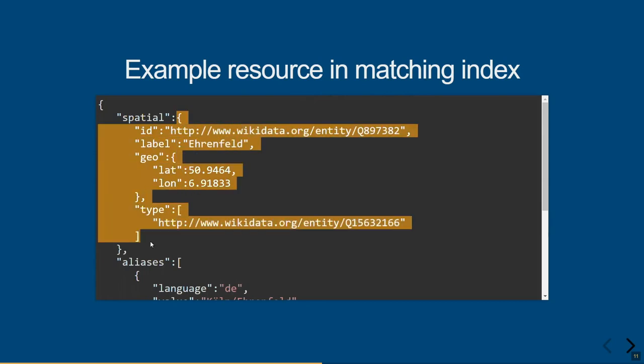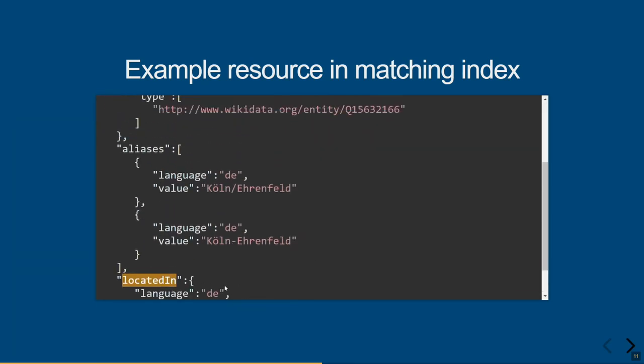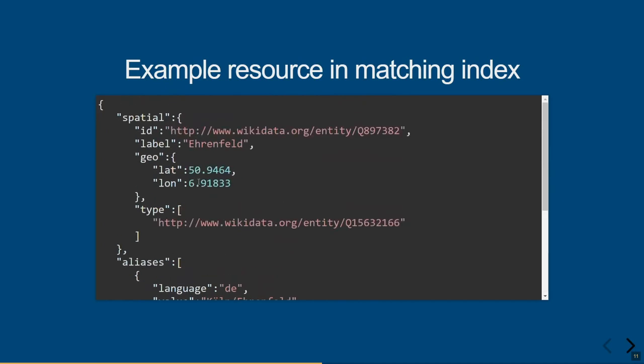This, in the spatial objects, is what we need in our data. It's the label, the ID or the link to Wikidata, the geo-coordinates, and the type from Wikidata as well. But also for the matching, very important, the aliases and the broader entity. And this is also an example where the name of the broader entity and the district itself are very similar. So here, it's important to have some type information as well for the matching.